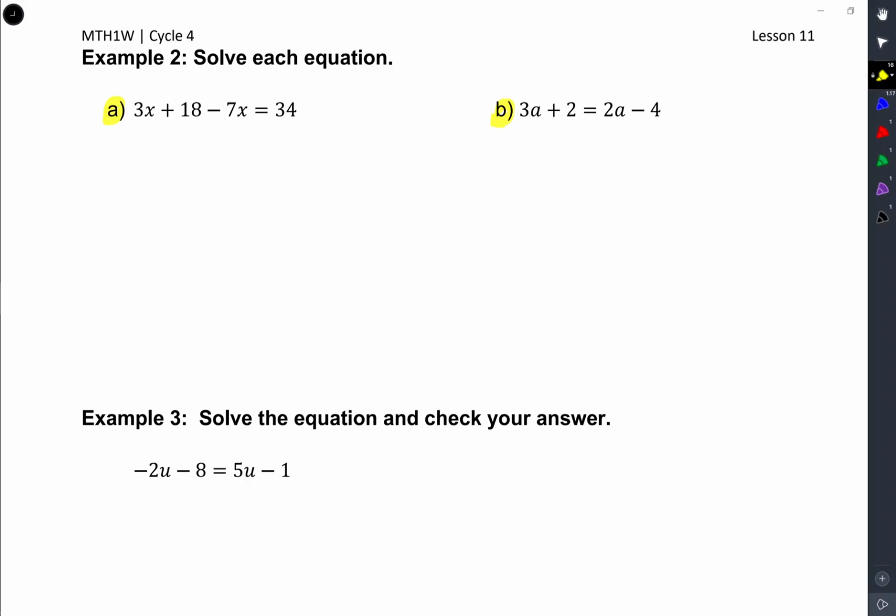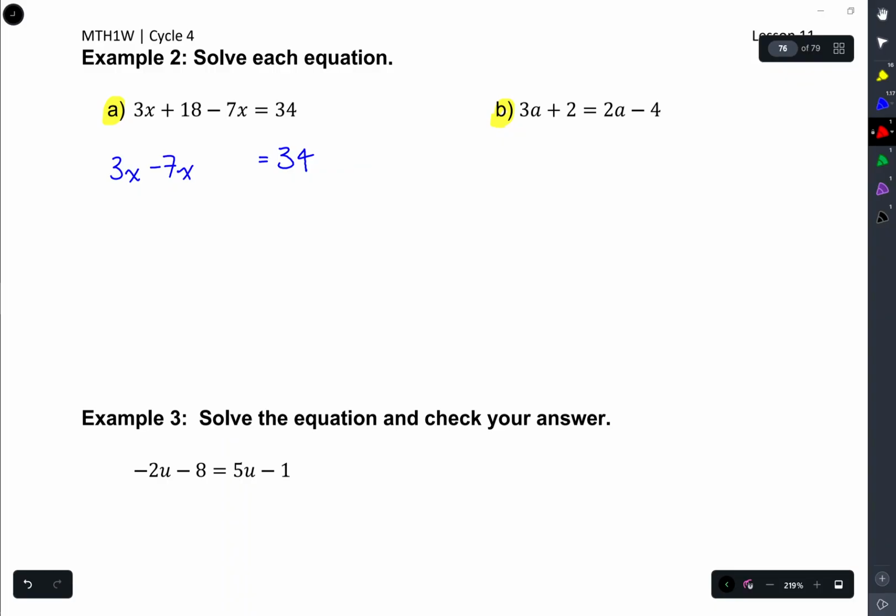Let's see what happens. So for this equation on the left, I'm going to again work down the page, equal signs in a column, and for no other reason than there's a 34 on the right and there's a bunch of x terms on the left, I'm going to keep my numbers on the right, letters on the left. I might just move around a couple things, keep the 3x in front, and then we have a negative 7x. Okay, just moving it over a little bit.